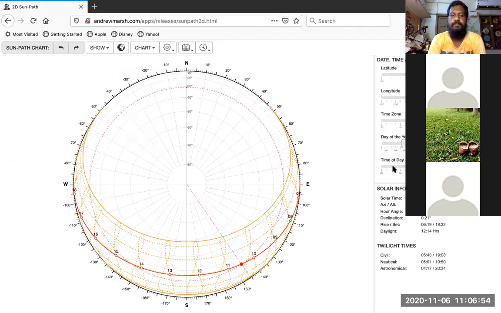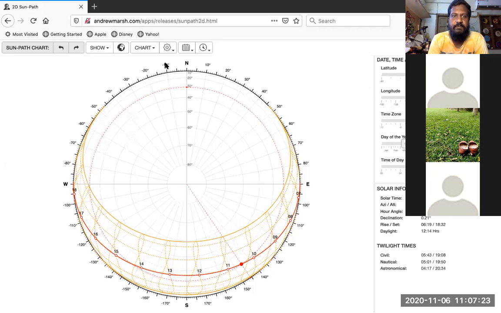Yes, sir. Yeah. This is a website called Andrew Marsh. Can you guys please note it down? If possible, open up another tab. The web page link is given. Andrew Marsh is a dedicated website which can give you the sun path in 2D as well as 3D. And there are various parameters and various types of charts you can look at.